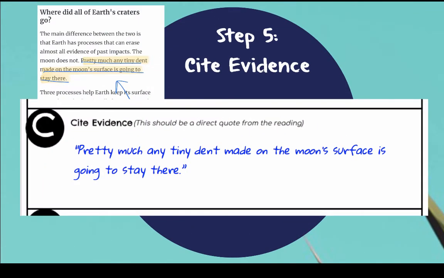Step 5 is to cite evidence. Remember earlier how we highlighted and underlined part of the text? Now we can use this for our C, our cite evidence. And when you write it in cite evidence, make sure that you put quotation marks around it, because that shows that it's not your words, that it's actually a direct quote from the text.